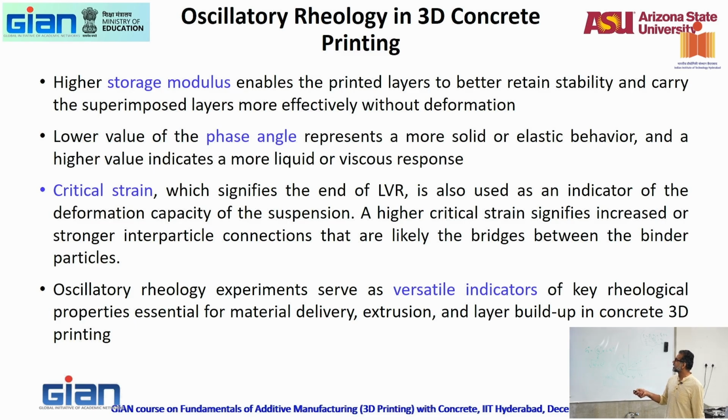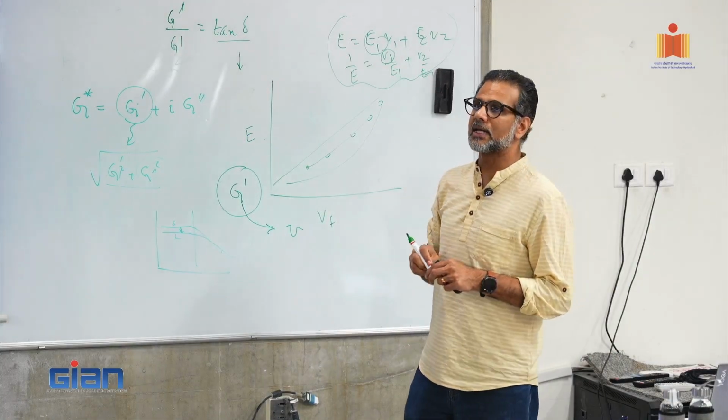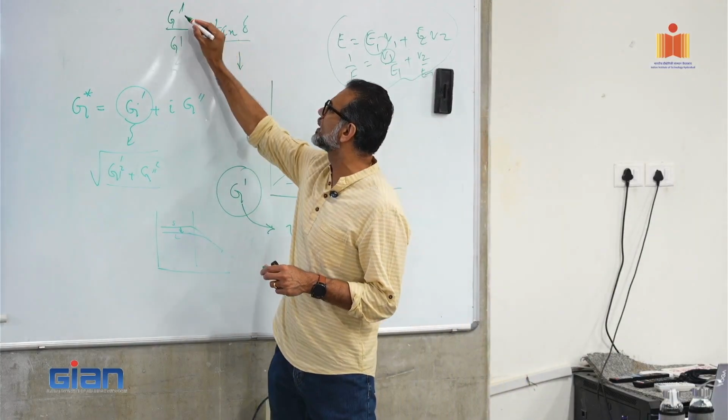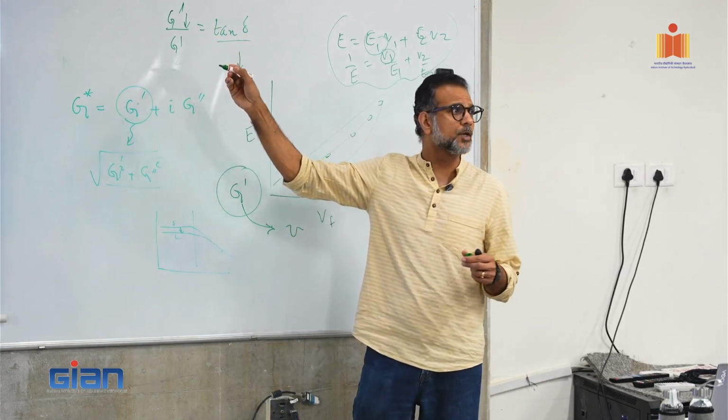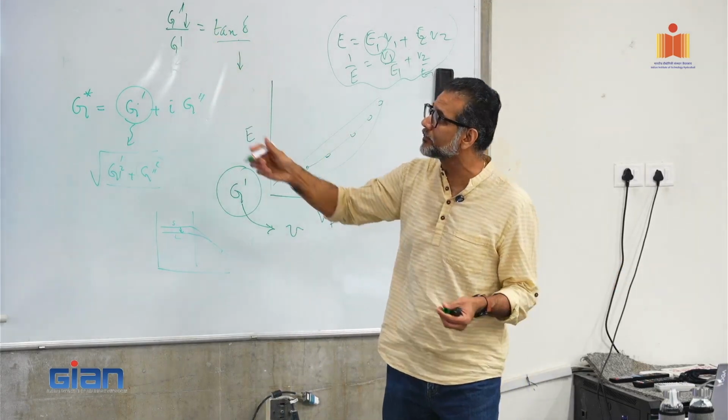Lower value of phase angle represents a more solid or elastic behavior. So the phase angle is related to the ratio between G double prime and G prime, which is called the tan delta. That delta is your phase angle. So lower value of phase angle, lower value of tan delta represents a more solid or elastic behavior, because the loss component has to be lower, which means it's more solid, right? So again, it comes directly out of that equation.